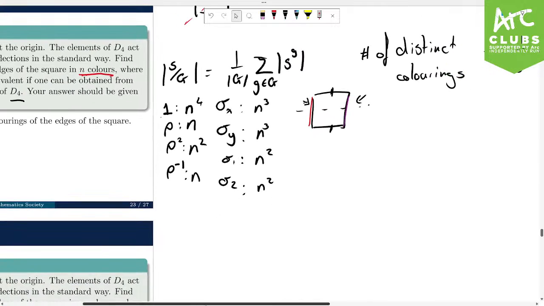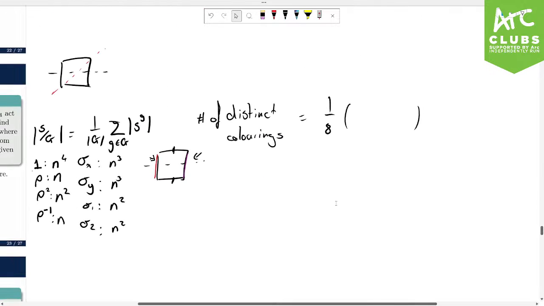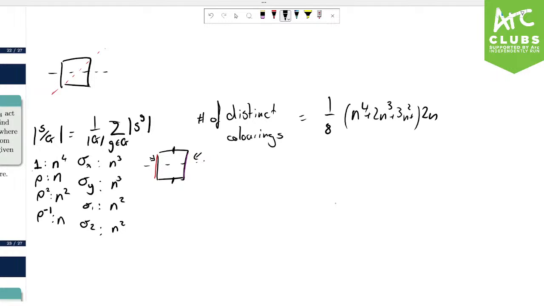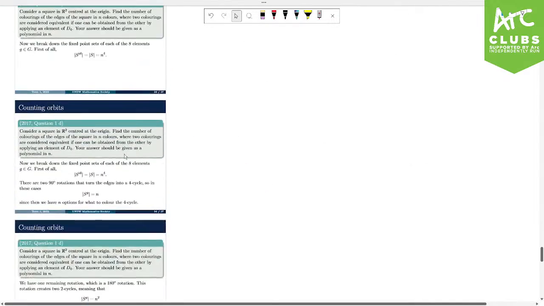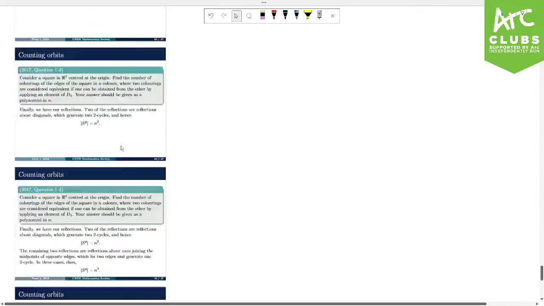And the result you get will be n to the power of 4 plus 2 n to the power of 3 plus 3 n to the power of 2 plus 2n, all over 8. Okay, and again, the solution is also typed up.